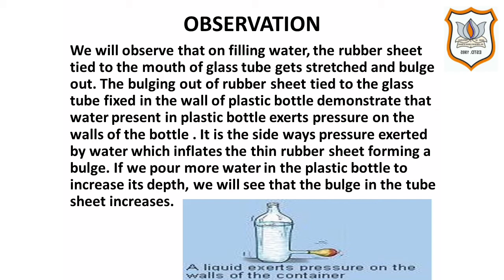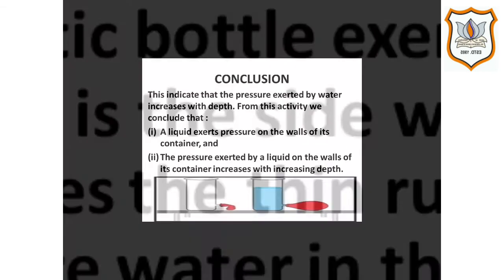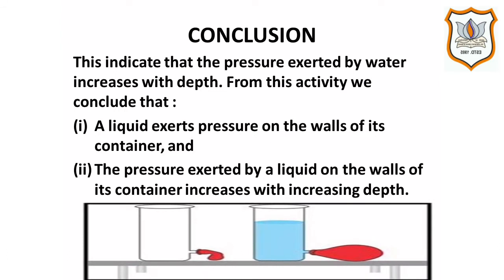If we pour some more water in the plastic bottle to increase its depth, we will see that the bulge in the rubber sheet increases. This activity indicates that the pressure exerted by water increases with depth. From this activity, we conclude that first, the liquid exerts pressure on the walls of its container, and second, the pressure exerted by a liquid on the walls of its container increases with increasing depth.